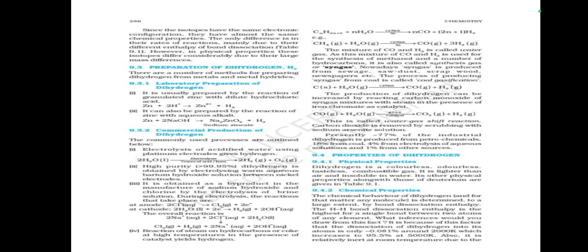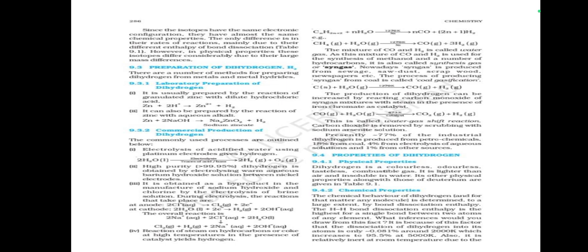Electrolysis of acidified water using platinum electrodes gives hydrogen: 2H2O in the presence of electrolytes gives 2H2 + O2. High purity, greater than 99.95%, dihydrogen is obtained by electrolysis of warm aqueous barium hydroxide solution between nickel electrodes. It is obtained as a byproduct in the manufacture of sodium hydroxide and chlorine by the electrolysis of brine solution.